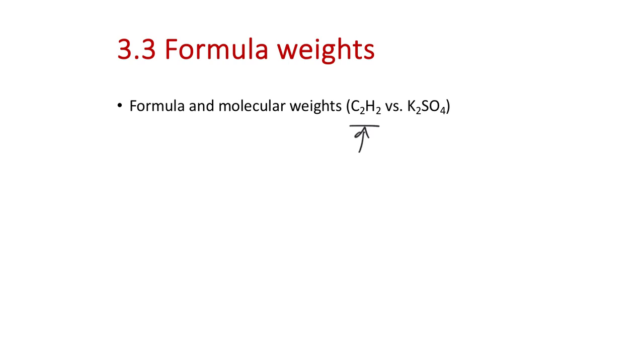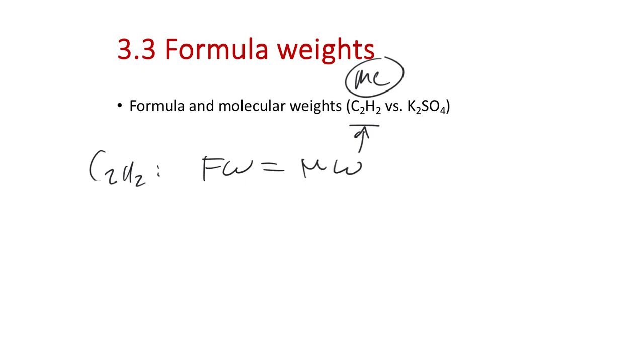So for C2H2, it's a molecular compound, right? It contains non-metallic elements. So when I'm looking at a molecular compound, I can give a molecular weight for the molecular compound. So for C2H2, the formula weight is going to equal the molecular weight. They're going to be exactly the same thing because the formula is the molecule. C2H2 is the formula, and it's a molecular compound, so it has a molecular weight. And so when we go to determine the molecular weight, we go to the periodic table.